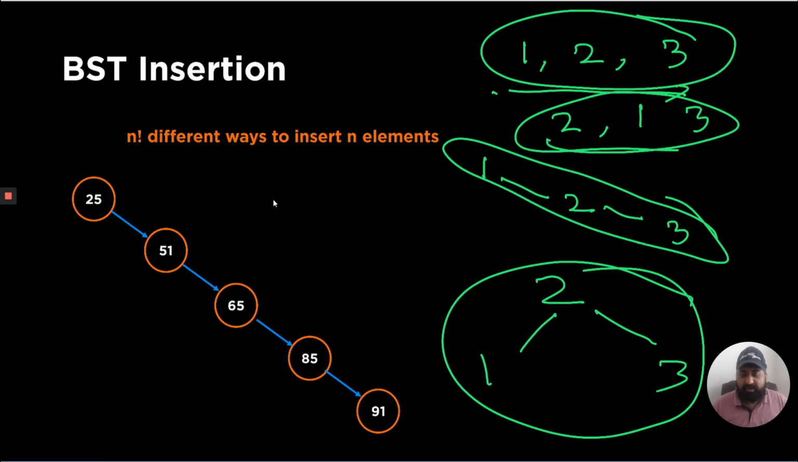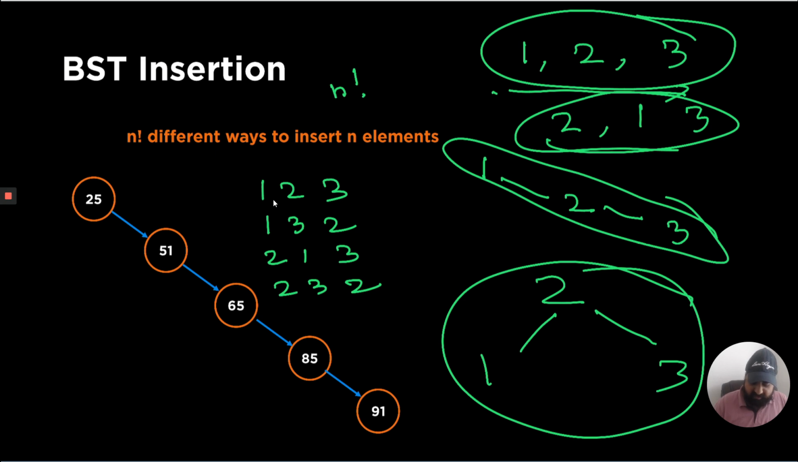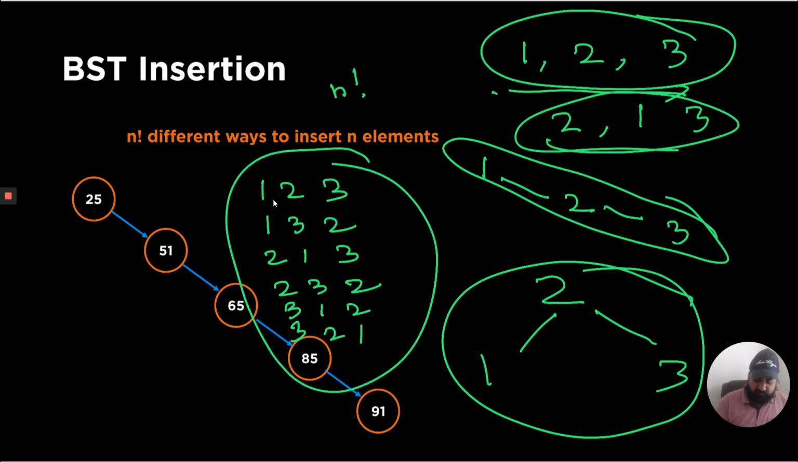So if we try to insert elements in a tree, and there are n different elements, there are basically n factorial different ways to insert them. You can insert elements as 1, 2, 3, then 1, 3, 2, 2, 1, 3, 2, 3, 1. Basically, I'm fixing ones and twos, and then I'm going to fix threes, and then threes will be 1, 2, 3, and 3, 2, 1. So there are 6 different ways for 3 elements. And if we talk about 4 elements, there'll be 4 factorial ways, which is 24.